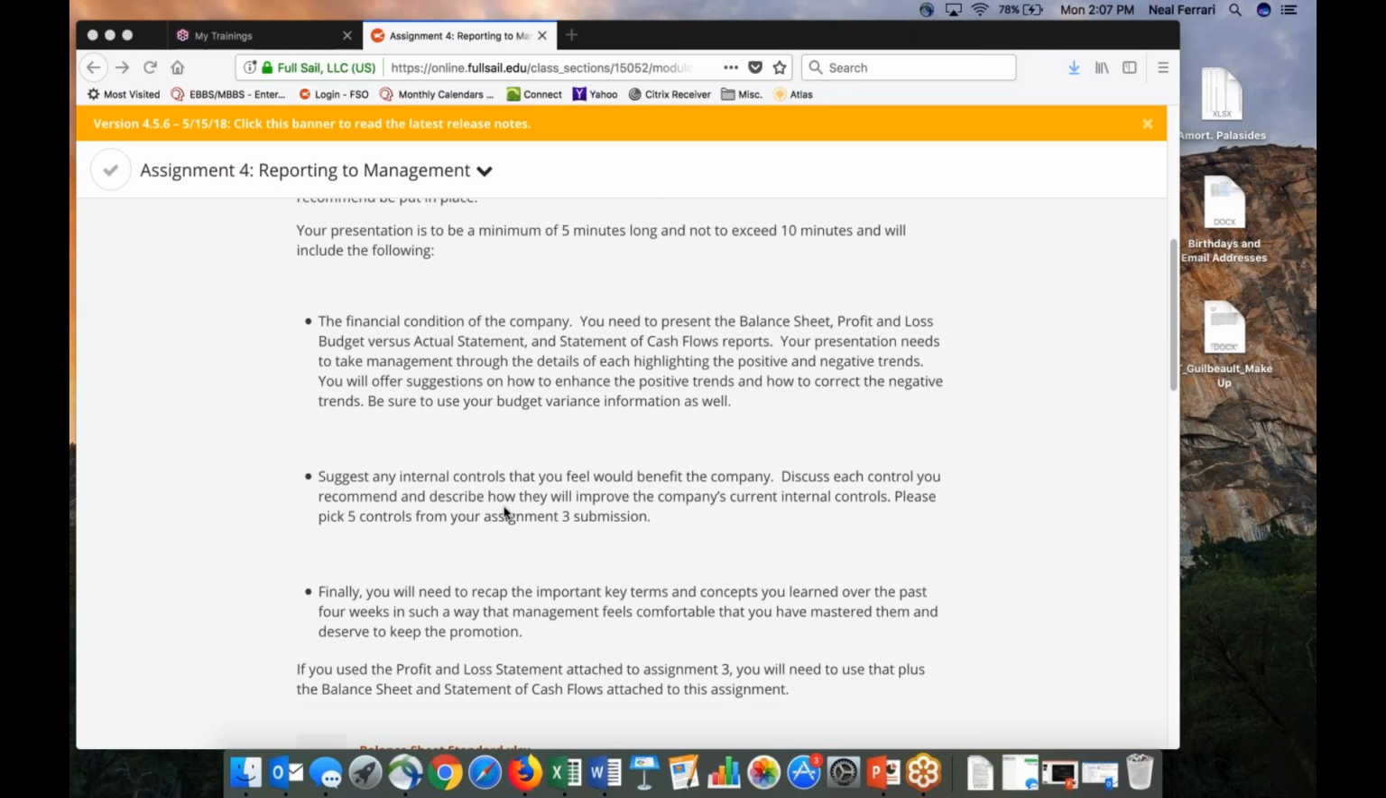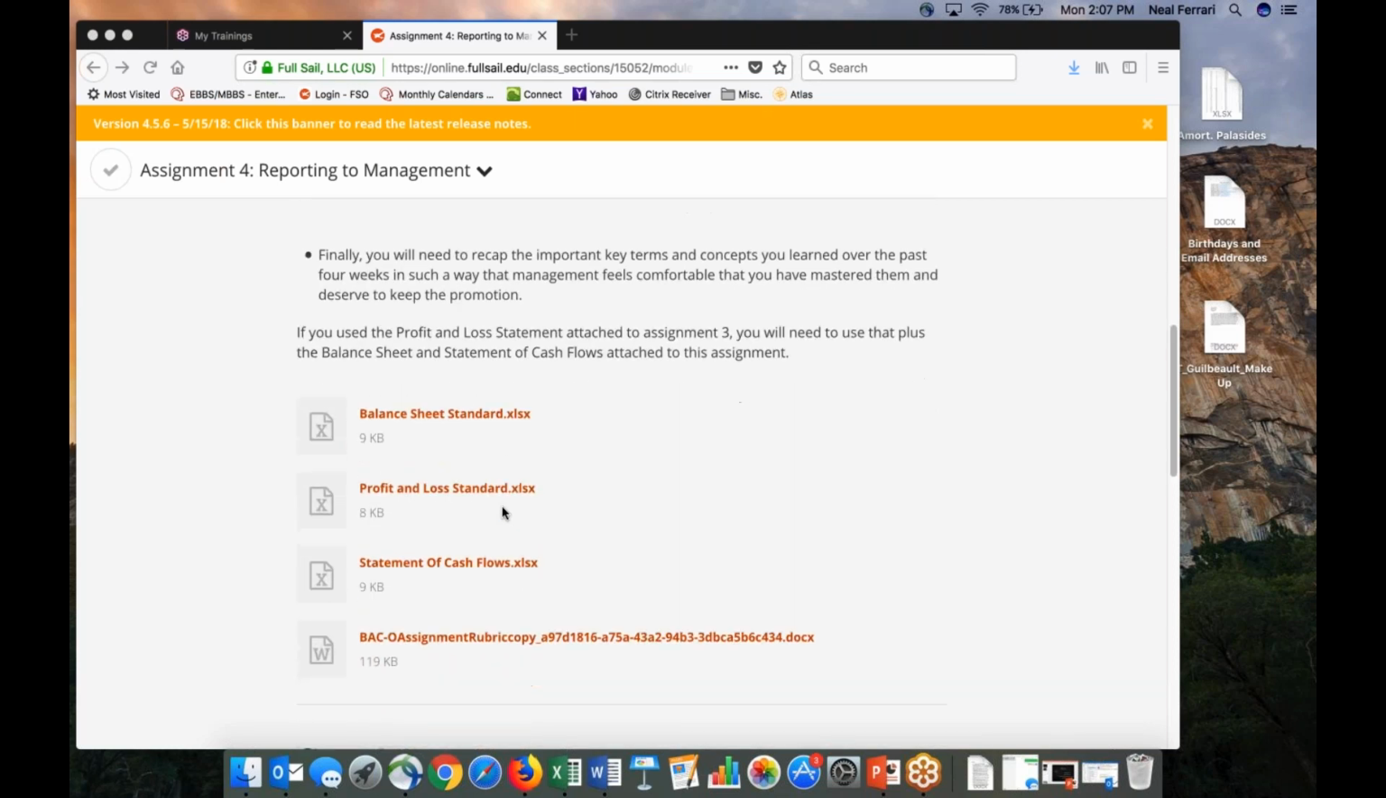All right, so if for some reason you had trouble with assignment 2 and you no longer feel that you have the time to fix any errors that were in assignment 2, I've attached on the bottom of this assignment a balance sheet, a profit and loss standard report, and a statement of cash flows.